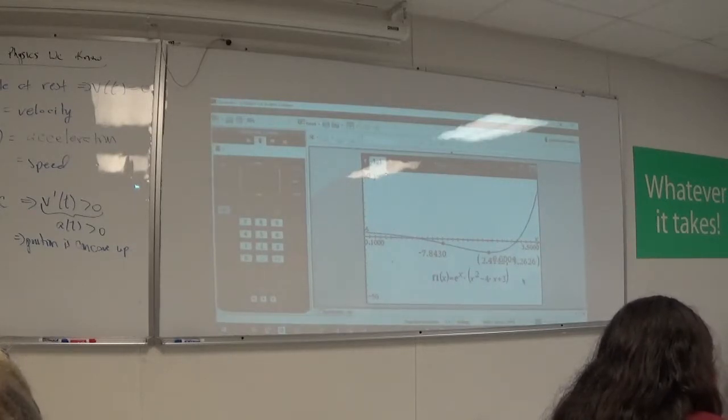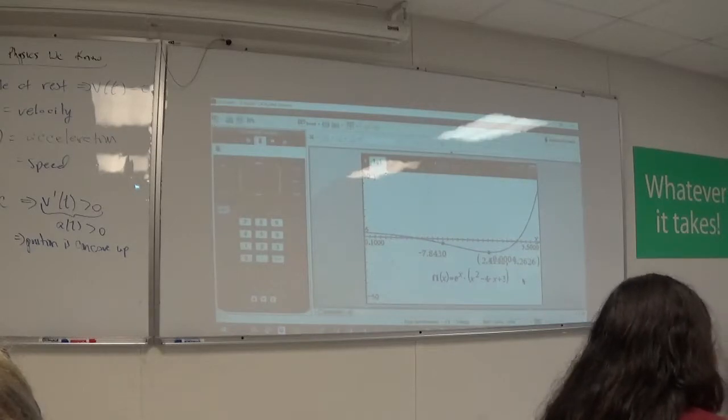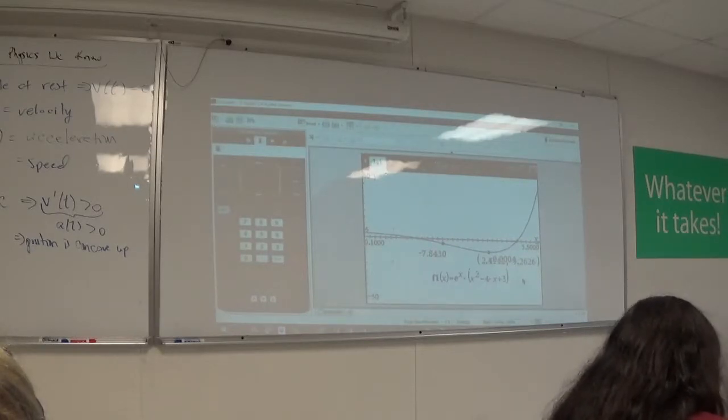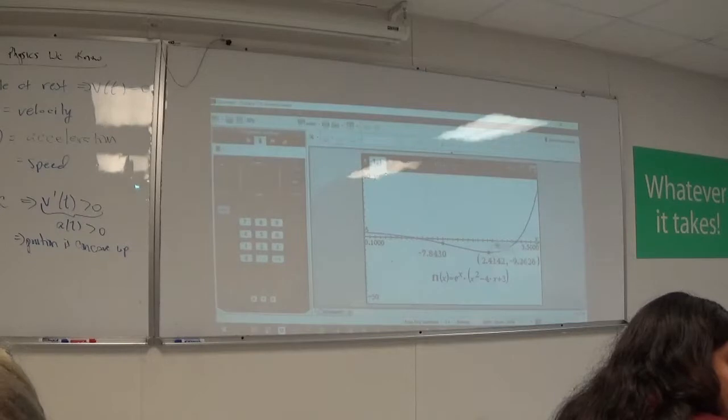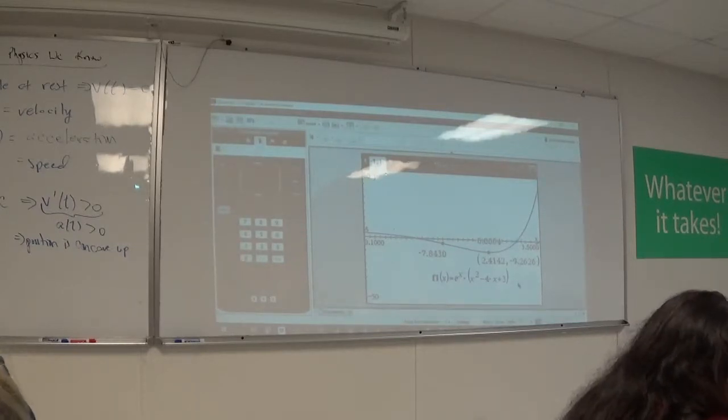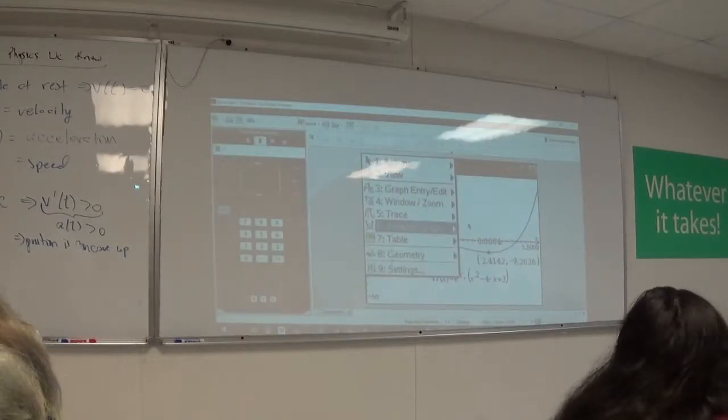Find the acceleration of the cat and the velocity. Okay, so now I need you to find the acceleration there. How do you find the acceleration?